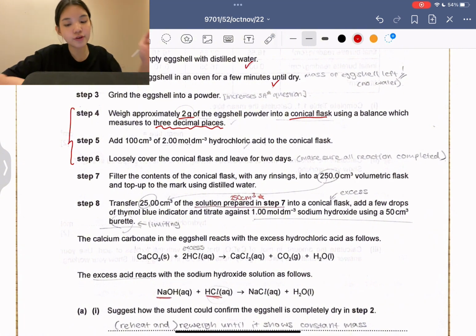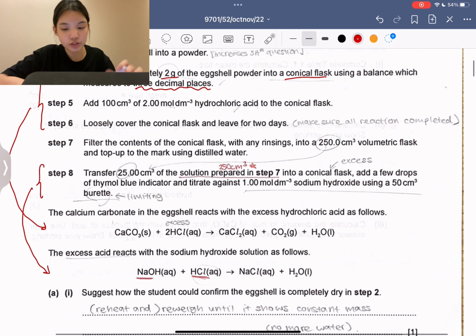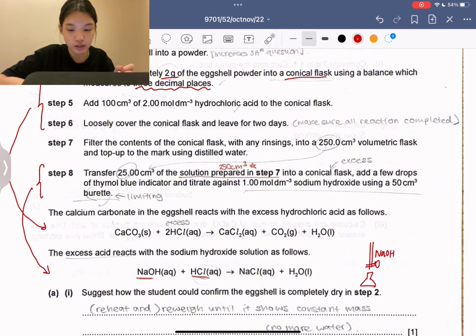Then transfer 25 cm³ of the solution prepared in step 7 into a conical flask. Add a few drops of thymol blue indicator and titrate against 1 mol/dm³ sodium hydroxide using a 50 cm³ burette. So this is the second step. The first step is this. The second step is titration, this. So in the titration here, the one that's going to be in the burette is NaOH. The one that's going to be in the flask is the solution.